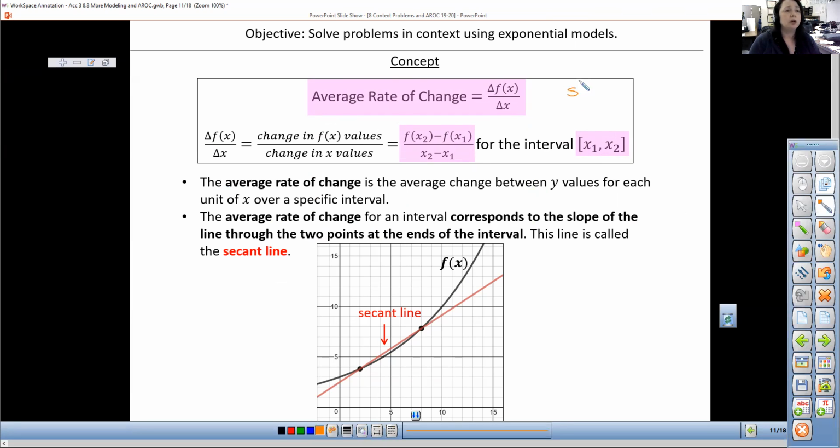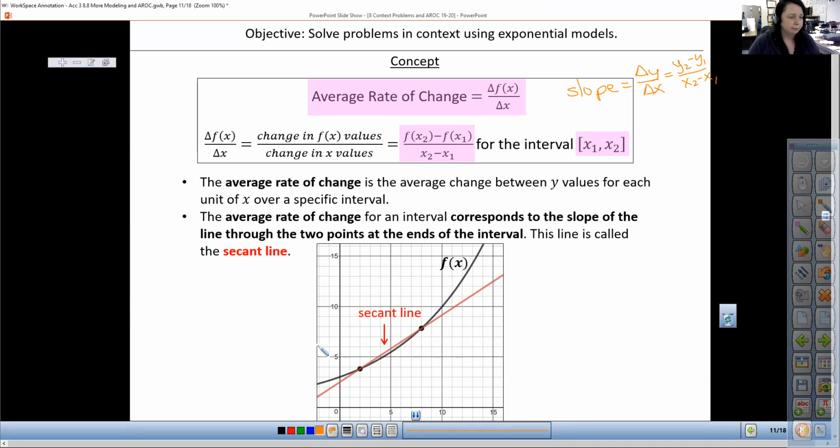So if you know your slope formula, then you know your average rate of change formula. If you know your average rate of change formula, you know how to find the slope of any line. And so it's the same thing every single time.